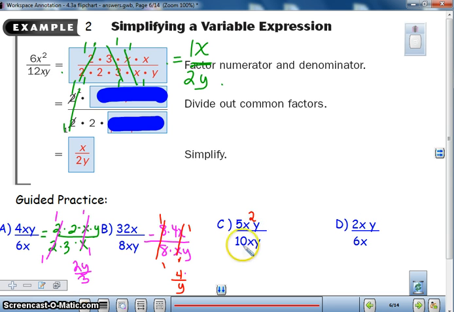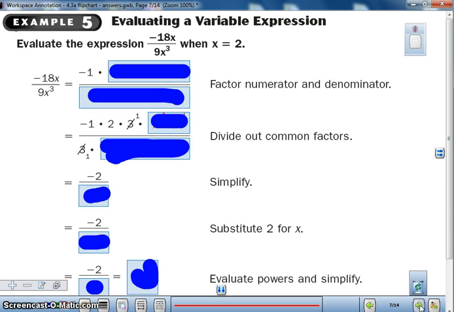5x squared y divided by 10xy, and 2x to the third y divided by 6x squared. Try those two as you finish up, so that we can look at those answers in class tomorrow.